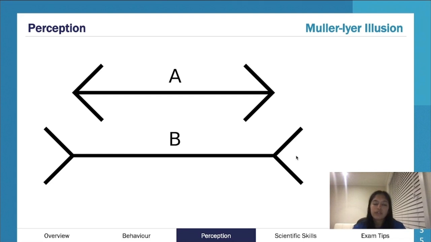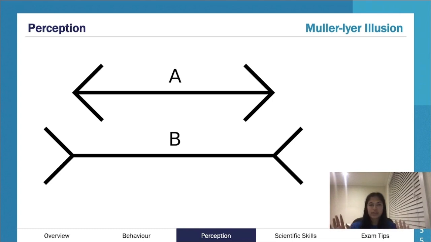Okay, so some visual illusions. This is the illusion of when your arrowheads are facing different ways. A and B, the line is the exact same size, but it looks like B is a lot longer, and it's just based on the way the arrowheads are facing. So that's the idea of it being an illusion.